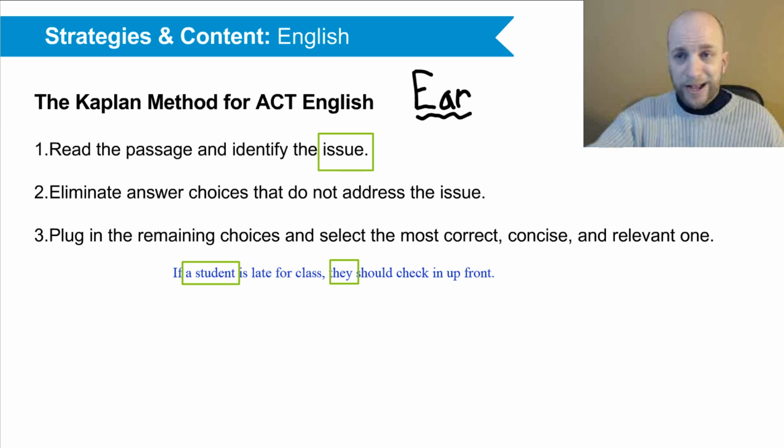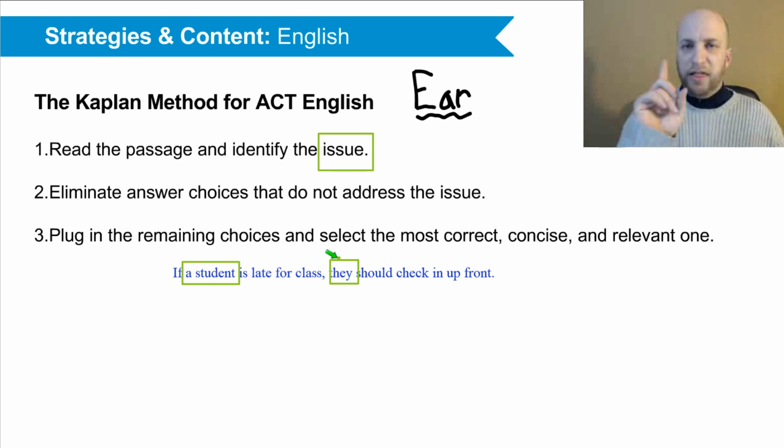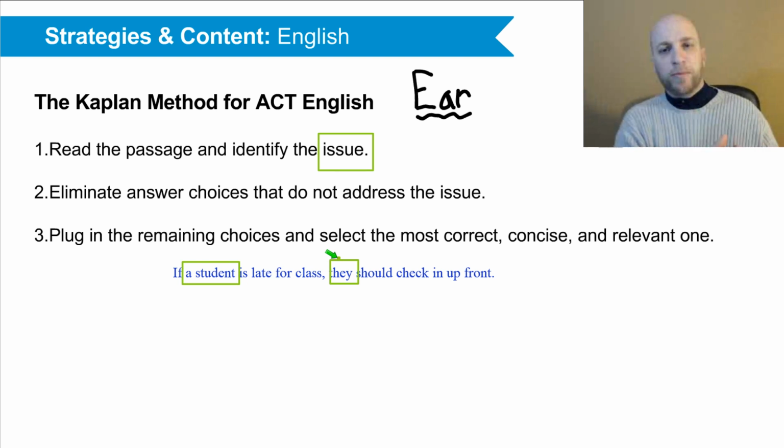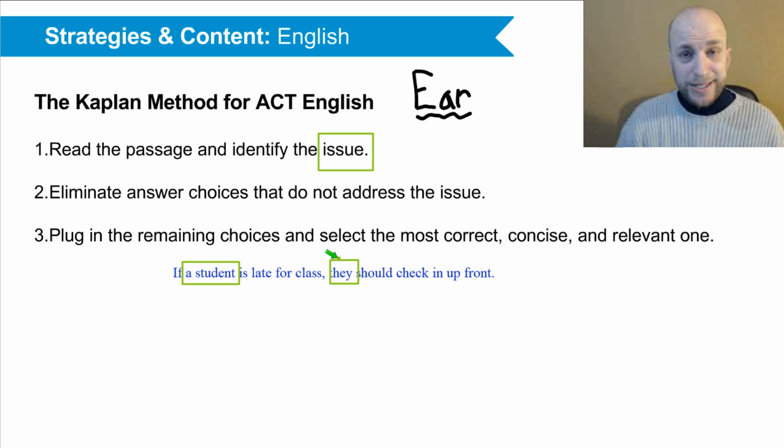So for example, if I was reading this sentence below and this part was underlined, I would say, okay, "they" is underlined. My issue here then is proper antecedent. What does it match up to? Then I'll have to remember, all right, how do I find out what it matches? Okay, I've got to look earlier in the sentence and figure out if it's singular or plural. And then naturally, my second step, I'm going to knock out any choices that don't fix that issue.